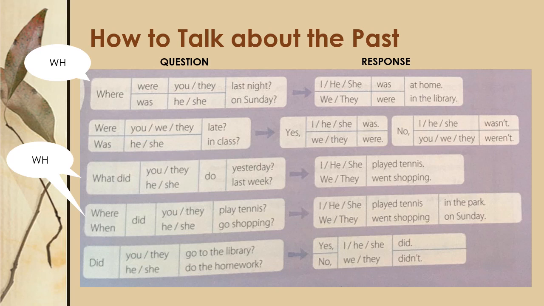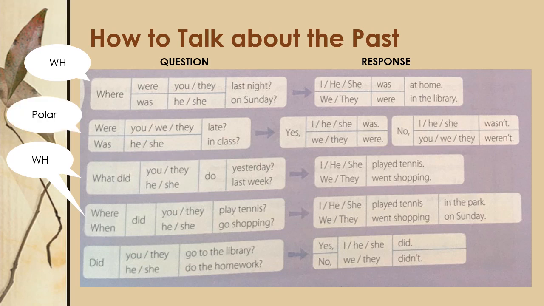Now this one is where. Where did they play tennis? They played tennis in the park. Okay. When did she go shopping? She went shopping on Sunday. So those are WH questions because they are asking for information, and so this is one type of talking about the past. What is the other one?